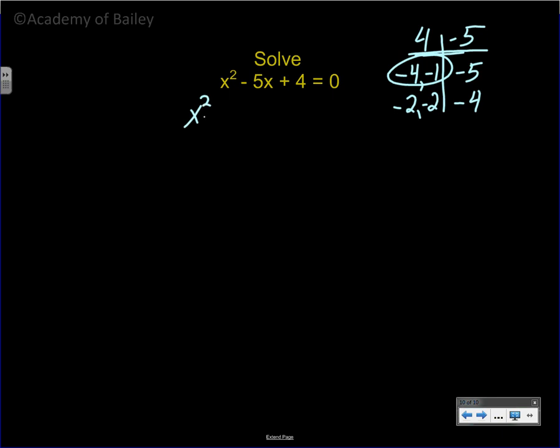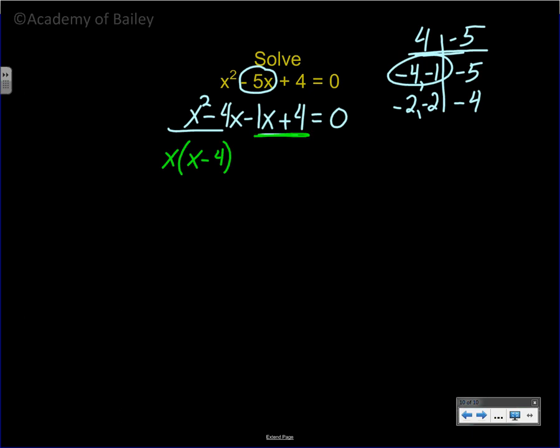So we say x squared minus 4x minus 1x plus 4 is equal to 0. We've taken this negative 5 and put it as negative 4x minus 1x. So negative 5x is equal to negative 4x minus 1x. And we've just manipulated this. Let's go ahead and break this up. We're going to pull out an x, and we're left with x minus 4.